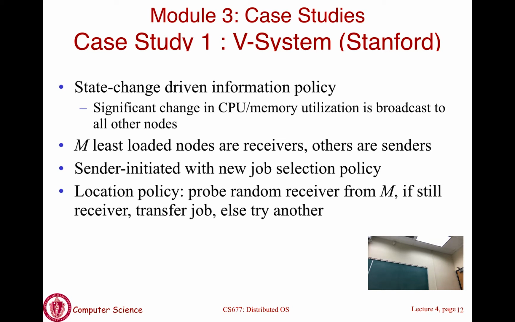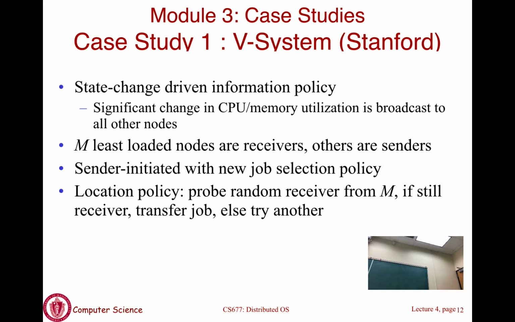In this case, the M least loaded nodes are receivers. M is a configurable parameter. The others are senders, so there is no in between here. You take the most lightly loaded machines, the M of them, and they become receivers. Everything else is a sender. These M machines are going to go and look for work. So it's a sender initiated policy with new job selection.